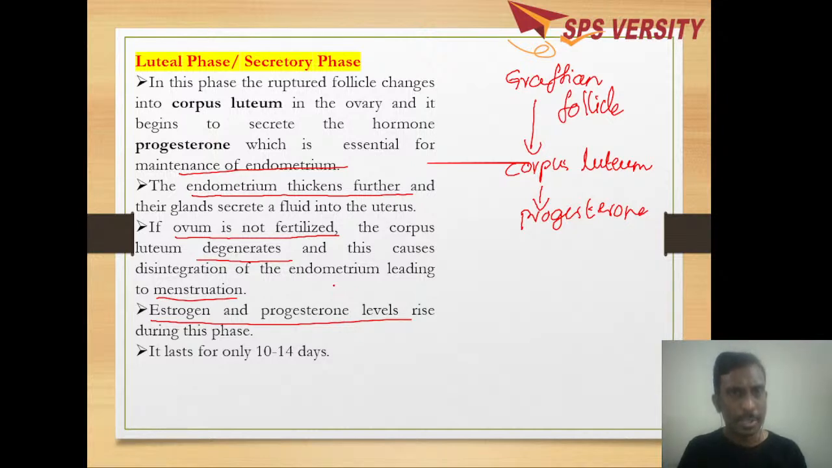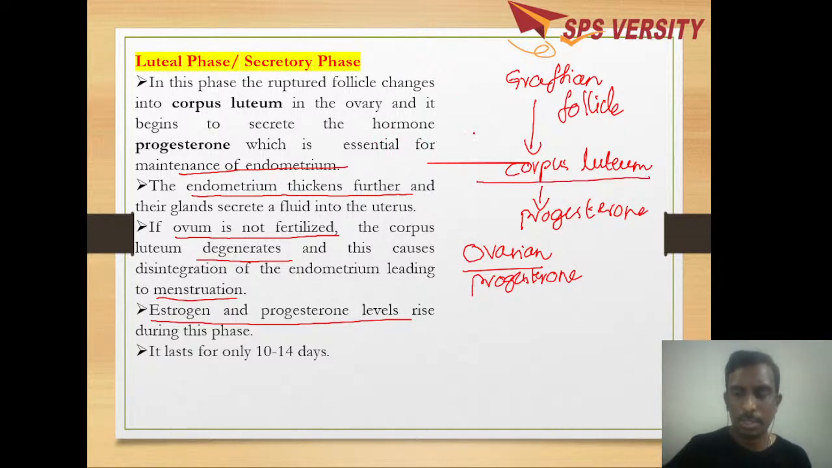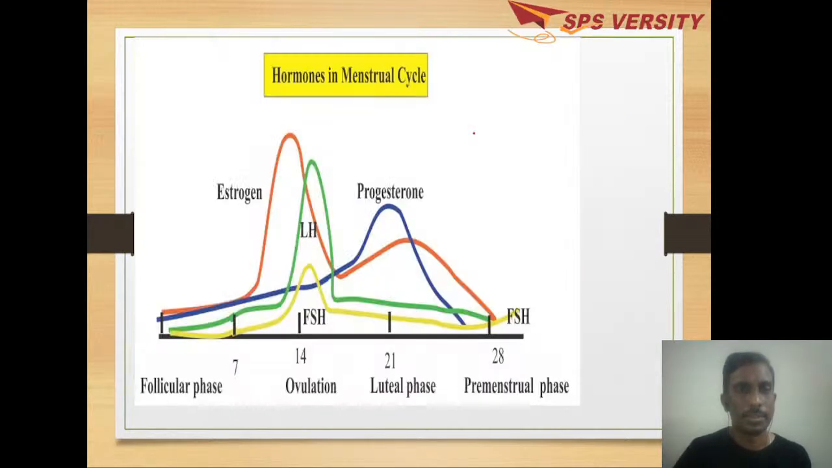So in secretory phase, we can see the levels of estrogen and progesterone will increase. That is, the ovarian hormones, specifically when you come to progesterone, the progesterone levels will increase. And when you come to the LH and FSH levels, they come to normal. So thickness of endometrium will increase. And Graafian follicle will develop into corpus luteum. So these are the changes which take place in secretory phase.